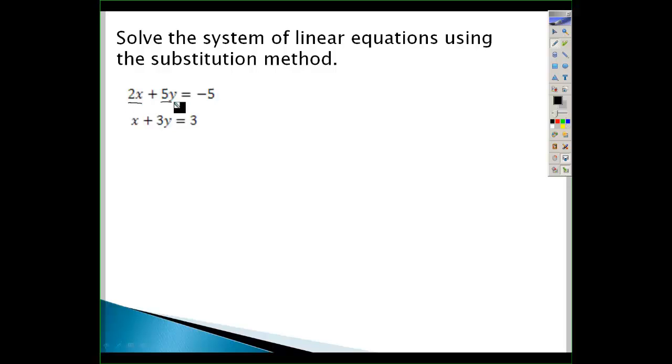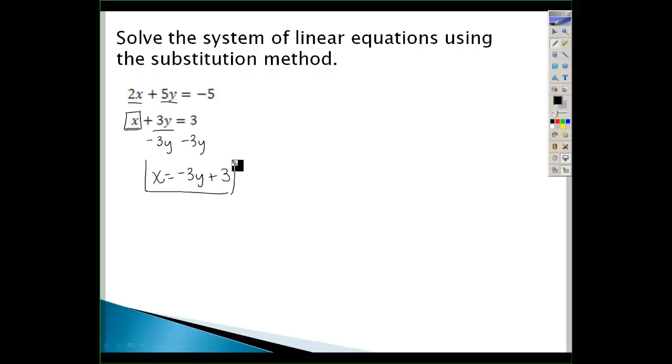I need to pick the easiest one I can find to solve for. Now, once again, when I say solve for, I want that variable on one side, everything else on the other. I think, once again, this x is probably going to be my easiest to solve for, because all I have to do to solve for it is subtract 3y. So that's what I'm going to do. I'm going to take 3y away from both sides, and now I know what x equals. It's equal to negative 3y plus 3.